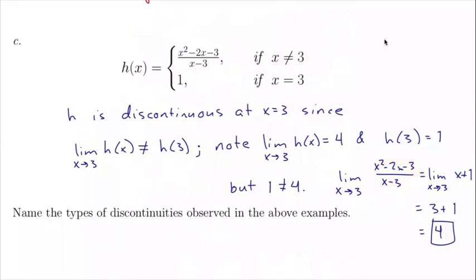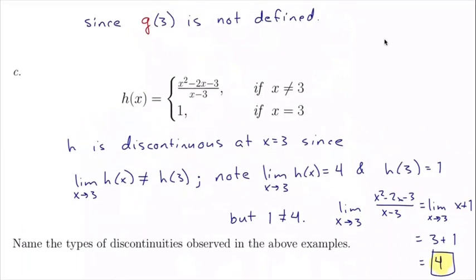Okay, and when we do that, remember we can cancel this down to x plus 1. And now this is a polynomial, so we can just use our plug-in rule or substitution rule. So this is x plus 1, so it becomes 3 plus 1, and our limit as x approaches 3 is 4. Okay, so it turns out the limit of h of x exists as x approaches 3.